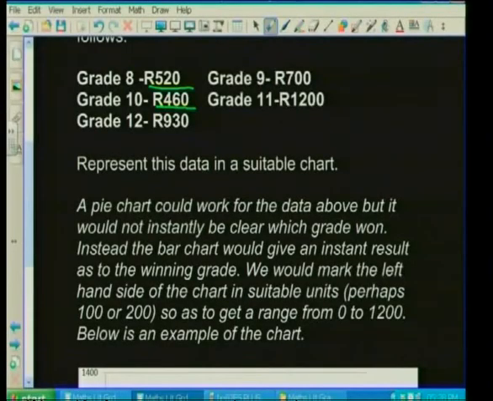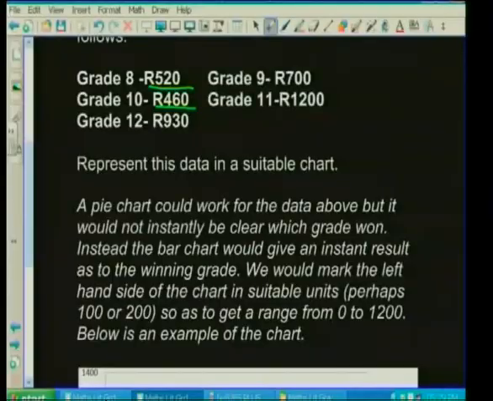Can you see here, 520 and 460 are pretty close to each other. And because they're pretty close to each other, the segments would be almost the same size. They wouldn't be identical, of course, but they would be very, very similar. And it wouldn't be easy to look down and say, the grade 10s collected the least amount of money. Or, gee, the grade 10s collected less than the grade 8s, or the grade 8s collected more than the grade 10s. Okay? It would be quite difficult to do that. It is possible, but that wouldn't really be the way we'd show this data.